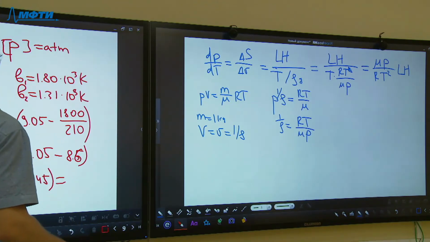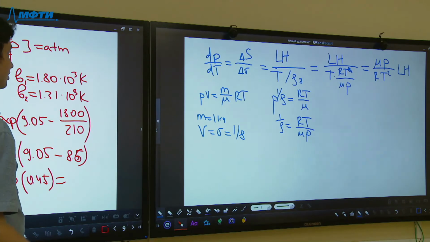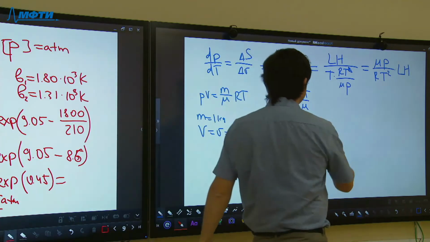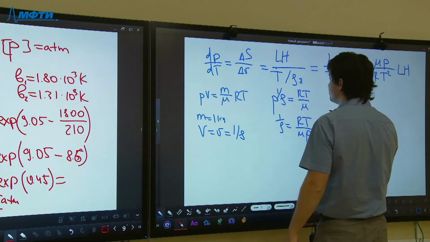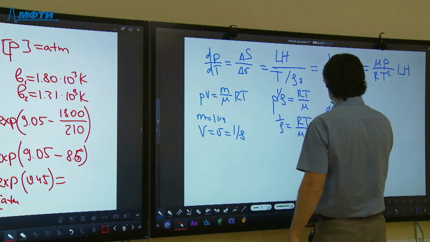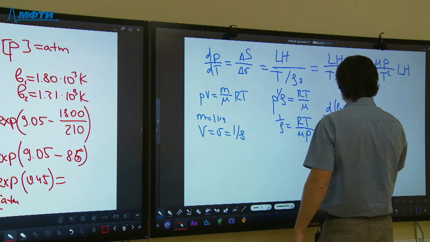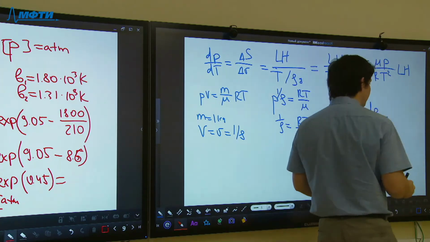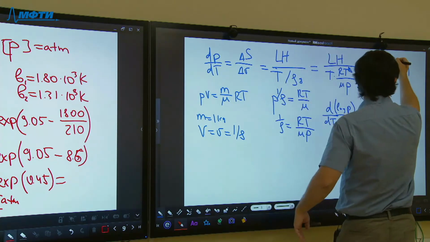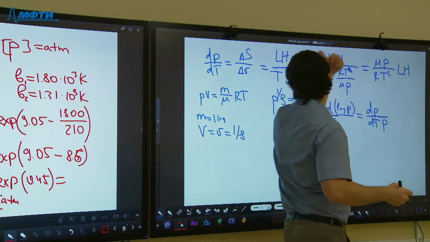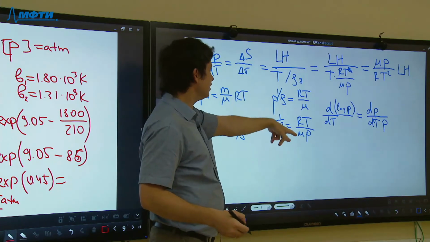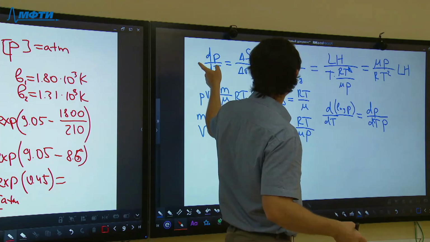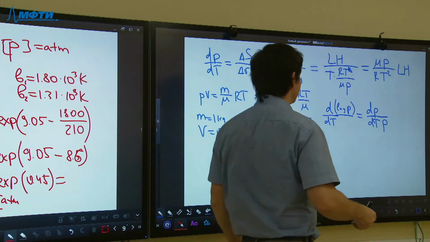So in here, a logarithm of pressure is some kind of this equation. So that means that if I take the derivative of the logarithm of pressure with respect to temperature, d log p over dt, that is actually dp over dt divided by pressure. Okay, that's actually exactly what I have. If I take this pressure and get it to the left-hand side here, then I would get actually the derivative of the logarithm of pressure with respect to temperature.